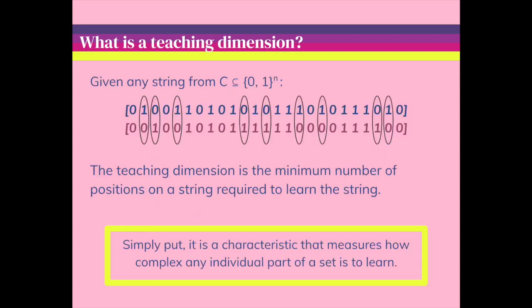So, if you remember, our project examines the recursive teaching dimension. But in order to understand the recursive teaching dimension, we first need to understand another similar characteristic called the teaching dimension. Given a string from a set C, the teaching dimension is the minimum number of positions required to differentiate that string from all other strings in the set. Essentially, it's a measure of complexity. In the above example, the blue string has a teaching dimension of 1 because there are many ways to differentiate the blue string from the purple string using just one digit.